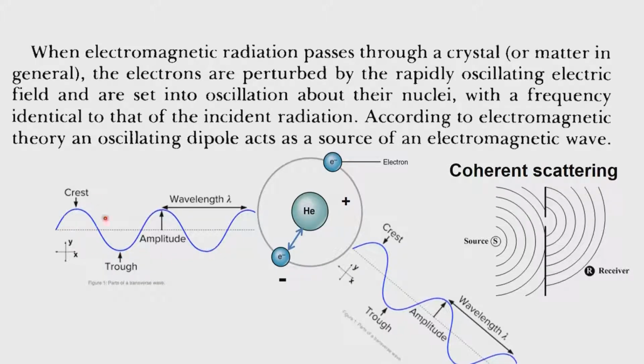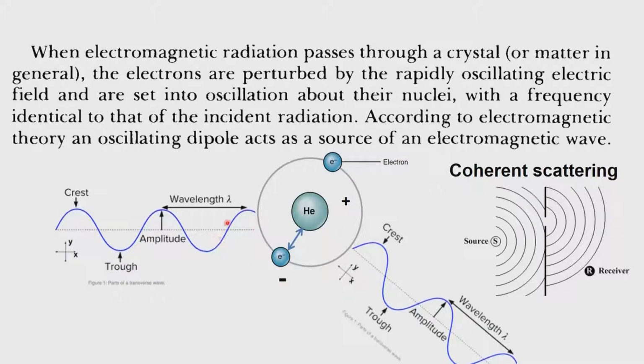And therefore, when this electromagnetic radiation comes in and falls on an atom, this is a bloated picture of an atom. I have taken helium as an example. So, what happens is that there is a central nucleus which is positively charged, and then there are electrons, two in the case of helium, and these electrons carry a negative charge.